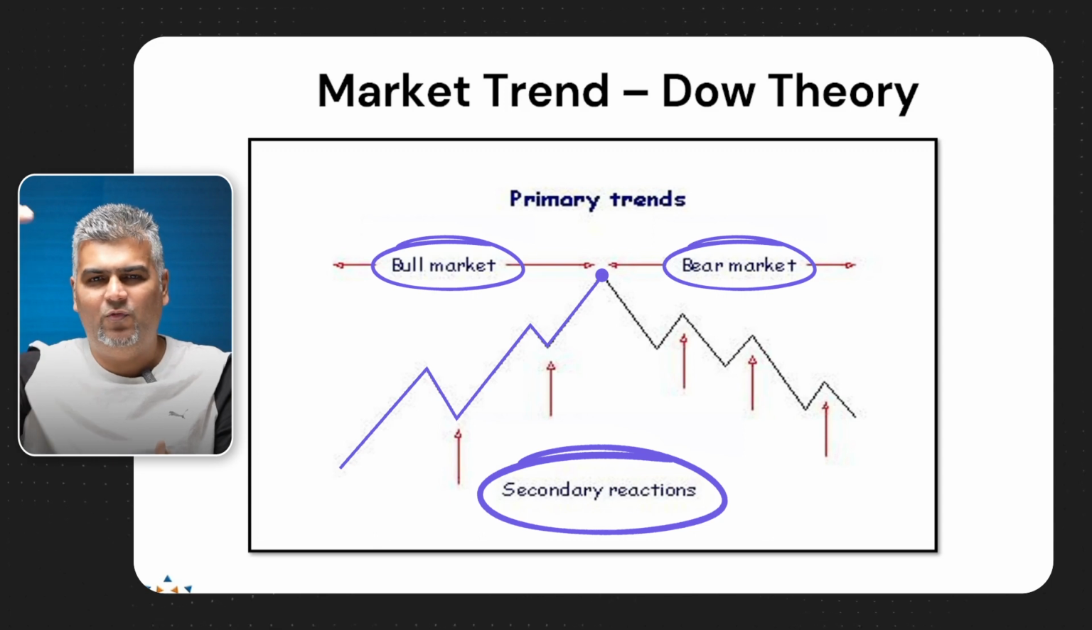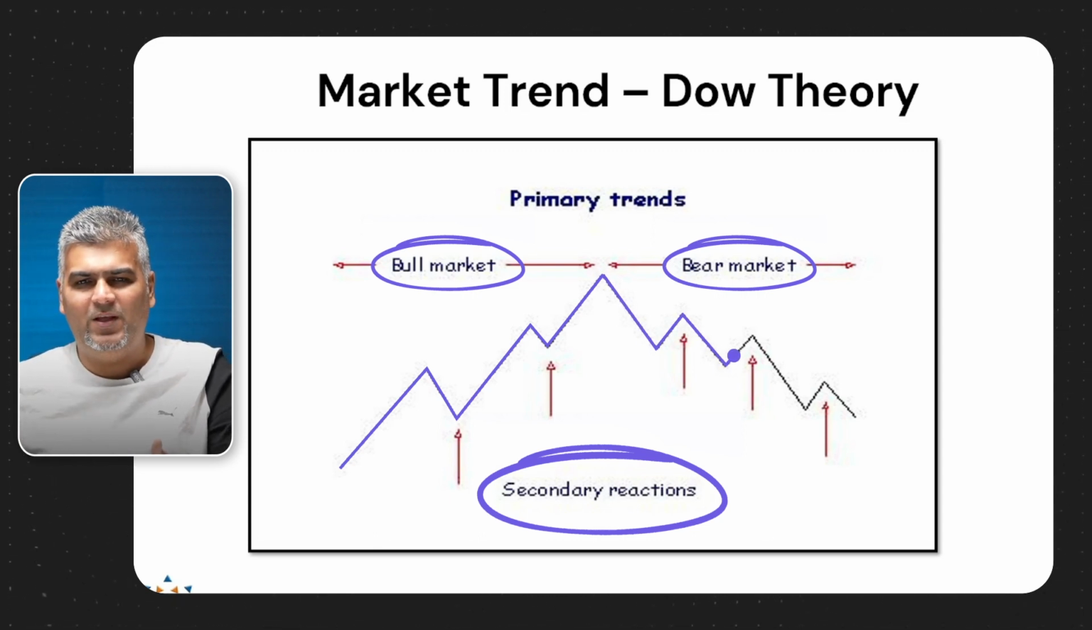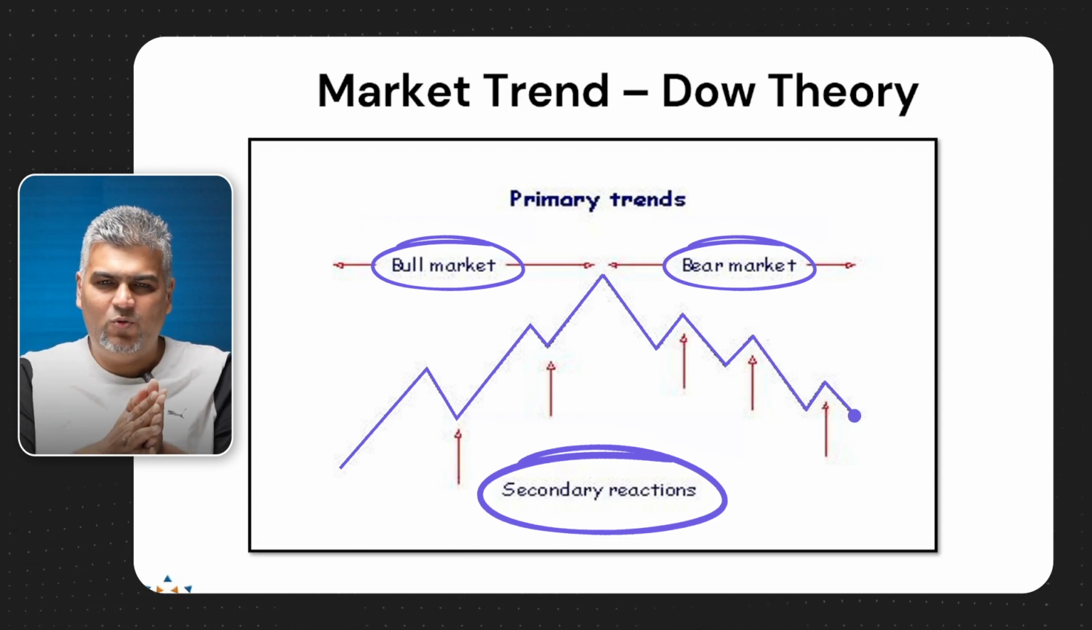What is a bear market? You fall from 200 to 170, go back to 190, fall to 150, and keep doing this: lower tops and lower bottoms. So these are the simple ways to understand a bull market and a bear market.